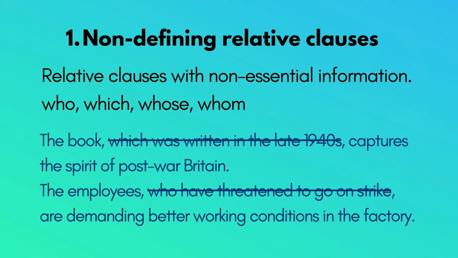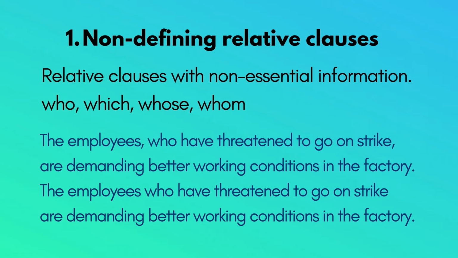So the book captures the spirit of post-war Britain, and the employees are demanding better working conditions in the factory. So those are complete sentences. With or without the non-defining relative clause, they make sense. But let's look at these 2 sentences. They look pretty much identical, right? Well, they are, except that the first sentence contains the commas and the second one doesn't. So both of these sentences are grammatically correct and make perfect sense. But the first one contains a non-defining relative clause and the second one contains a defining relative clause.